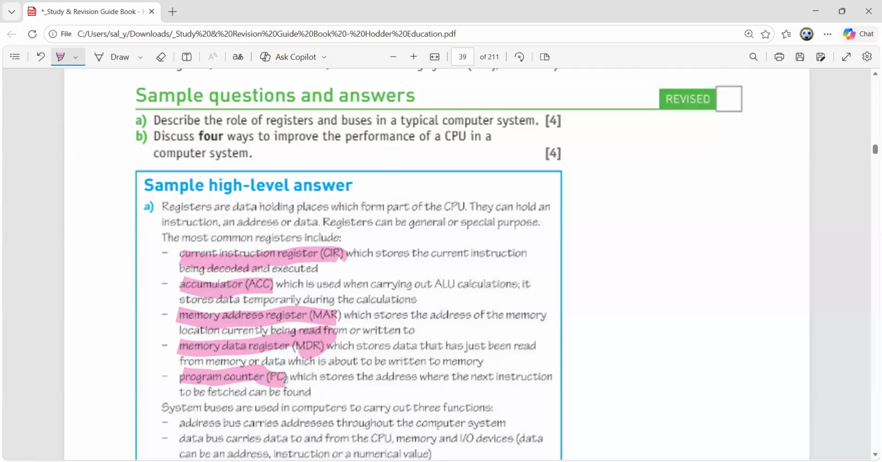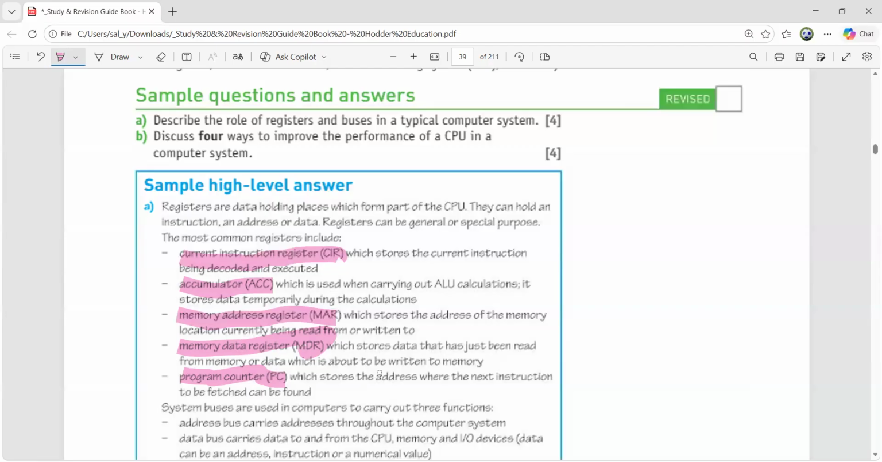Accumulator is used when carrying out ALU calculations. It stores data temporarily during calculations. By the way, this definition has been coming in our paper quite frequently. So from here you can get a very nice definition of accumulator, that it is there to hold the data temporarily during calculations. MAR is storing the address of the memory location currently being read from or written to. If you remember, our book has a table containing all the registers, their names and their functions. So it is from the same.